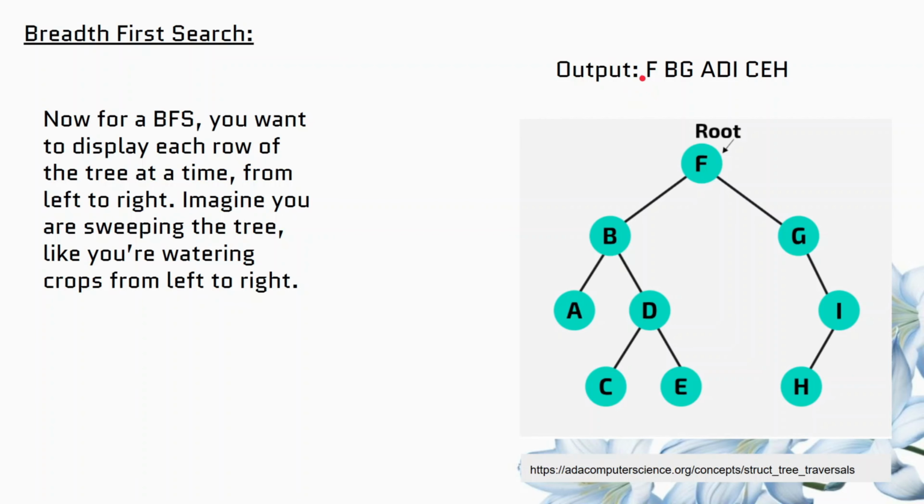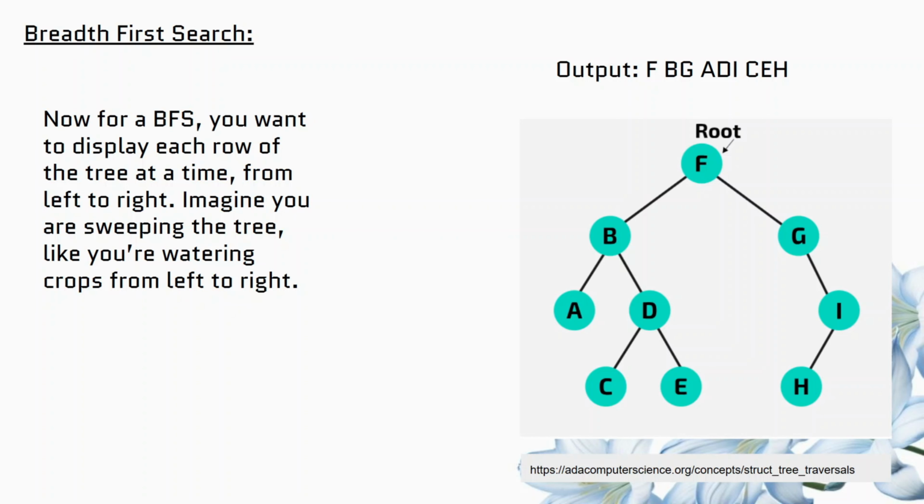And you don't actually have to split it up like this. I've only split it up like this so you can clearly see where I got the letters from different layers. Like the first layer is F, then B G, then A D I, and then C E H. But you would probably just have it all together without it being split up.